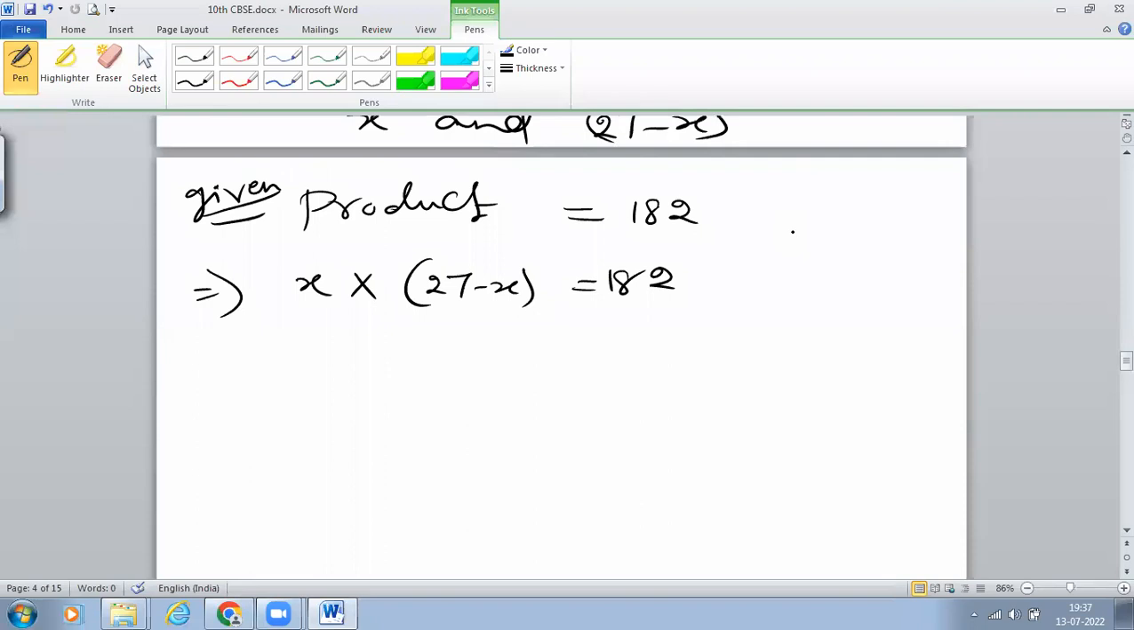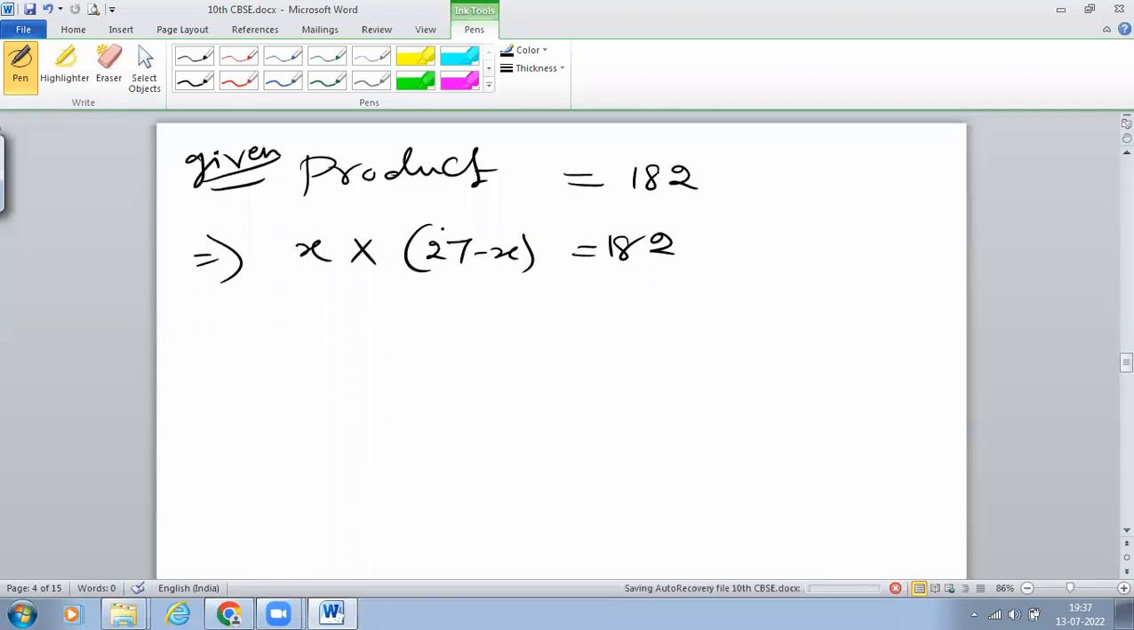Are you able to understand this step? One number is x, another number is 27 minus x. When you multiply these two numbers, it is 182. It is given in the question. Now we have to distribute this x, distributivity of multiplication over subtraction. So x into 27 is 27x. Now x into minus x is minus x square. Am I right or wrong?